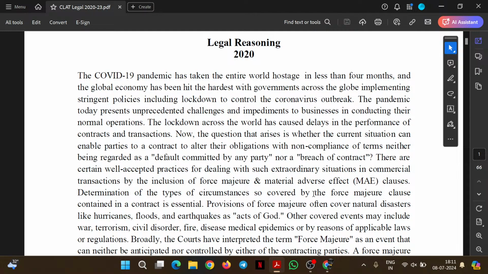The very first question of legal reasoning from the CLAT 2020 paper starts this way. The COVID-19 pandemic has taken the entire world hostage. In less than 4 months, the global economy has been hit the hardest, with governments across the globe implementing stringent policies, including lockdown, to control the coronavirus outbreak. The pandemic today presents unprecedented challenges and impediments to businesses in conducting their normal operation.